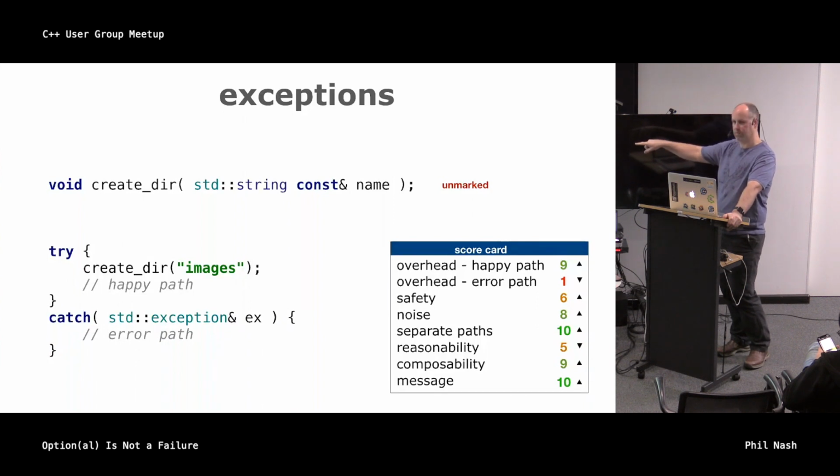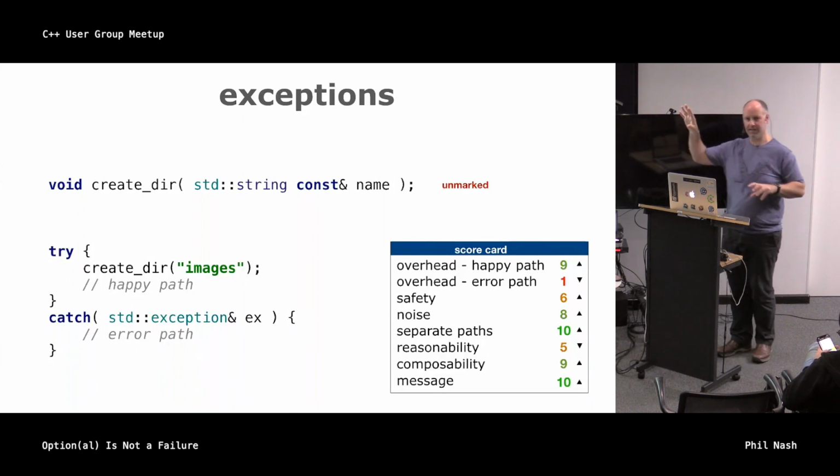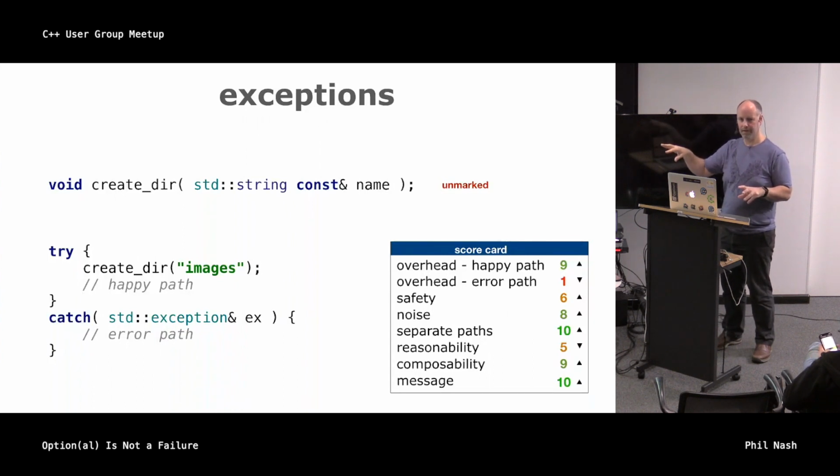And the separate path score is perfect because we have completely separated the error handling from the normal control flow. Got a nice separation of paths. And as a result, it's also very composable. Doesn't interfere with the composability of the functions. And the error handling itself is composable. You can have throws across multiple stack frames. You can have try-catches across different stack frames as well. Converting errors, however you want to compose them, you can do it.